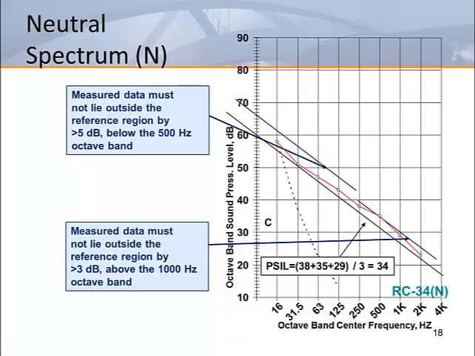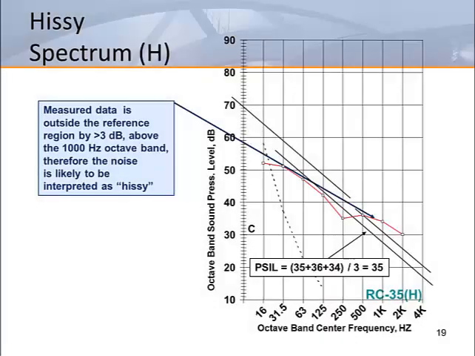In this example, we average the speech interference bands and come up with a 34. We look at the offsets and we find that we have no points falling outside either of the offsets. This tells us that we have an RC34N indicating a neutral spectrum. As you can see, neutral spectrums are very flat and nearly linear. In this last example, we average the speech interference bands and come up with a 35. We look at the offsets and find that we have points falling outside the allowable high frequency offset. This tells us that we have an RC35H indicating hiss.